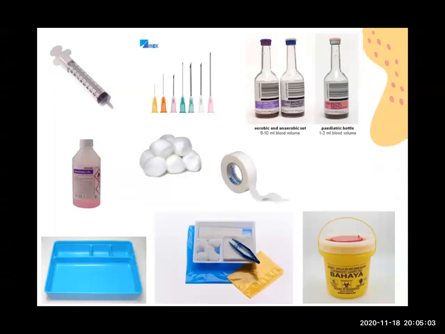Okay. These are the pictures, the syringe and the collection set. These are the aerobic and anaerobic set, and this is the special pediatric bottle. It is special since it needs only a small blood volume. And then the alcohol antiseptic, cotton tips, and so on.